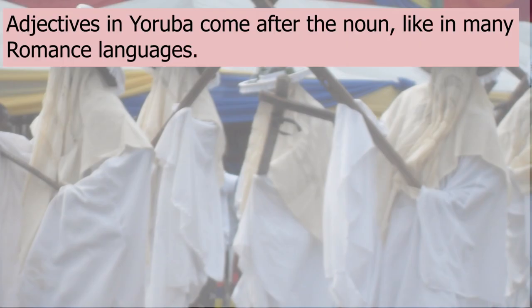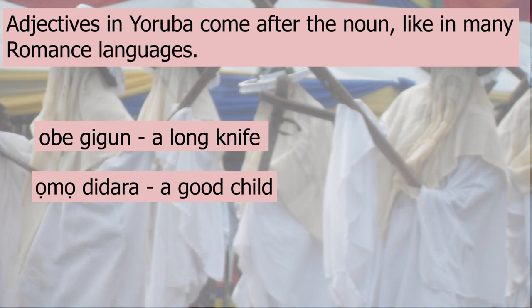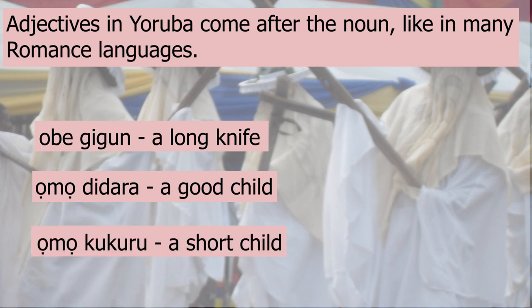Adjectives. Adjectives in Yoruba come after the noun, like in many Romance languages. Obegigun, a long knife. Omodada, a good child. Omokukuru, a short child.